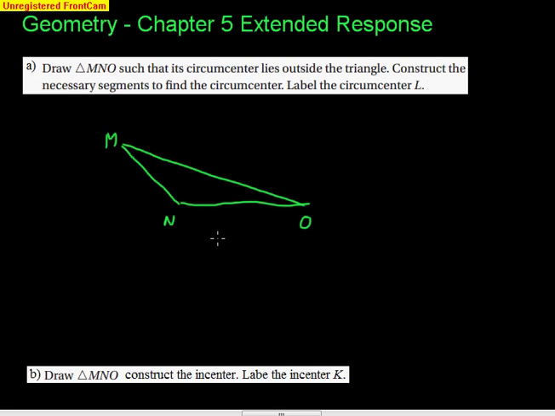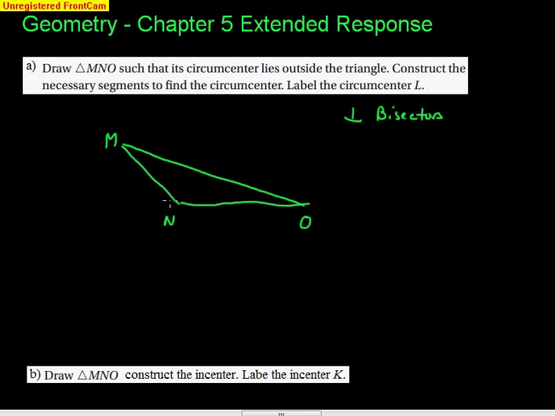Okay. So how do we find the circumcenter? Well, the circumcenter is from the perpendicular bisectors. And remember, I'll tell you that so you'll know what you've got to construct. But now you need to construct it. So how do we do that? Well, I'll do one in orange and then one in blue, and we'll find the point.